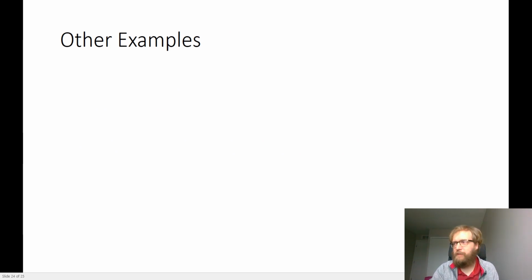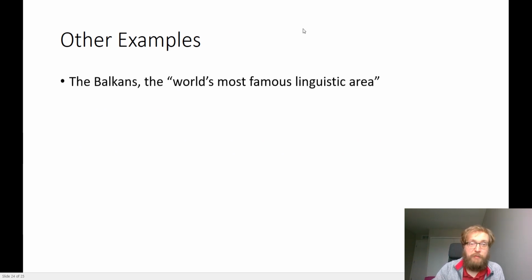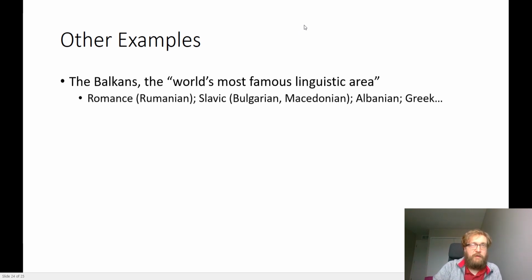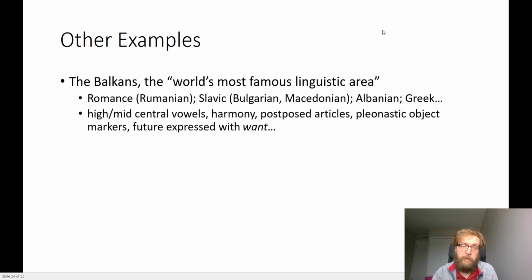There are some other famous examples of language areas. The Balkans is perhaps the world's most famous linguistic area. The languages span several different subfamilies, Romance languages, Slavic languages. They are, however, all Indo-European in this area. The languages of this area are also known for having high mid-central vowels, vowel harmony, pleonastic object markers, and a future construction that's expressed with the verb want. Things that are kind of unique, or maybe a little more unique than just having h.